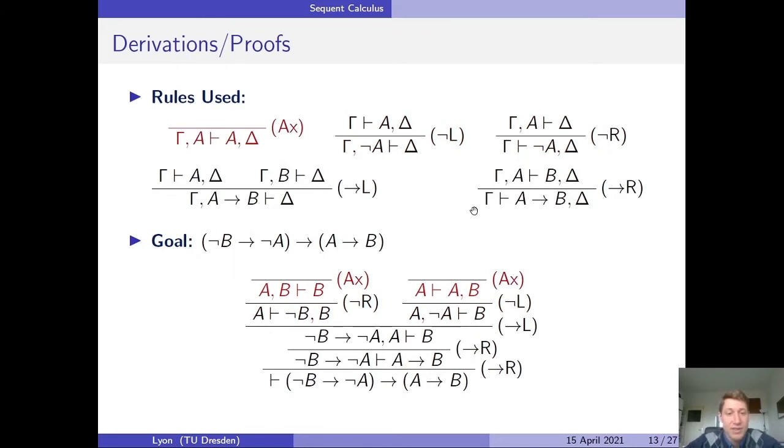And last, we can see that these top sequents are instances of the axiom rule. Why? Because there's a formula that occurs both on the left and the right-hand side. In the case of the left axiom instance, it's this B, which occurs on both sides. And in the case of the right axiom instance, it's this A that occurs on both sides. Okay, so that's how you do backwards reasoning in the sequent calculus.